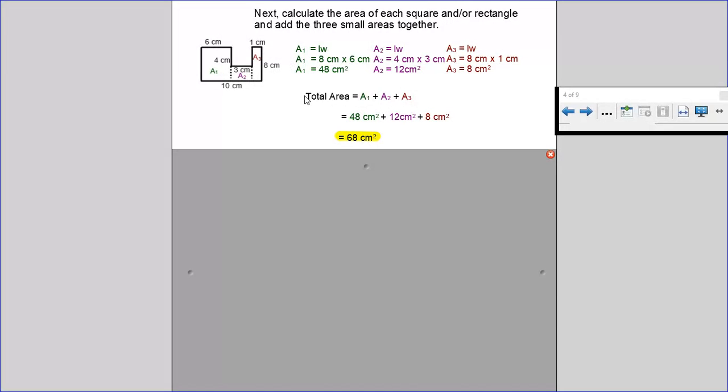Now I'm going to figure out the total area. I'm just going to simply add them together: the green, the purple, the red, area 1, 2, and 3. 48 centimeters squared, 12, and 8 to give me 68 centimeters squared. So if you use the other method, you should get the same answer, 68 centimeters squared.